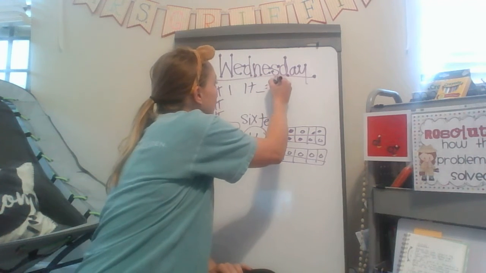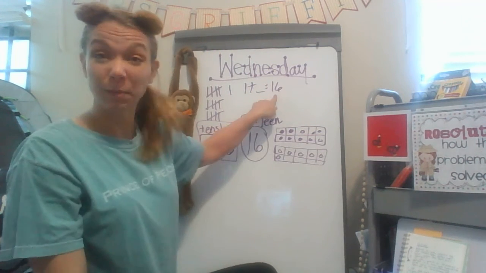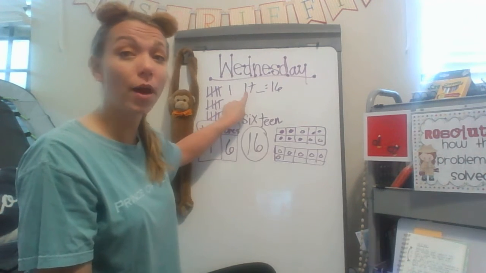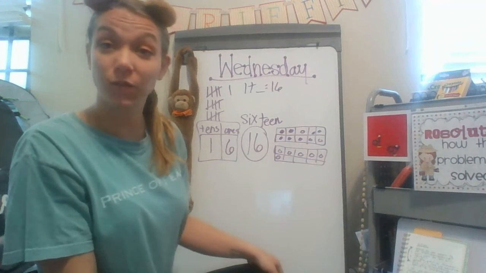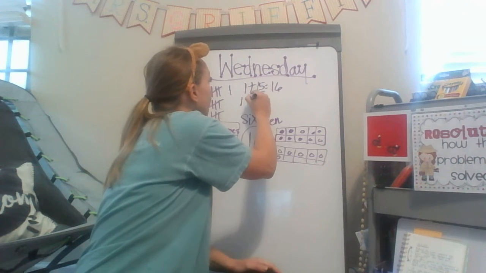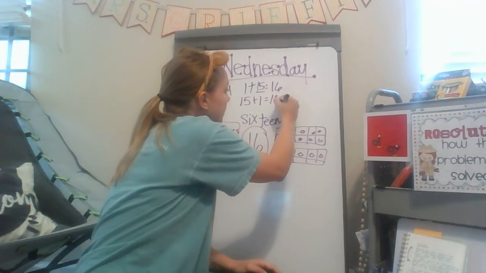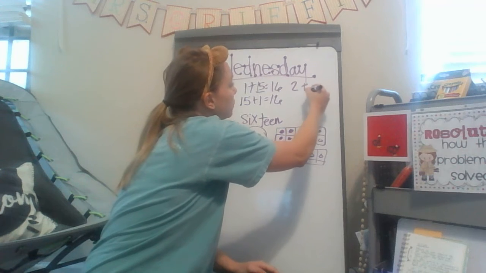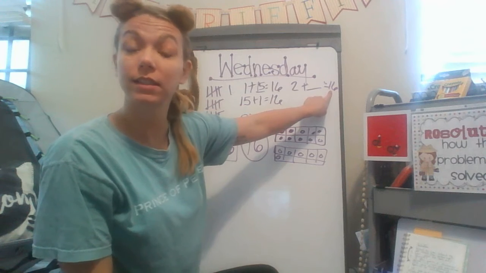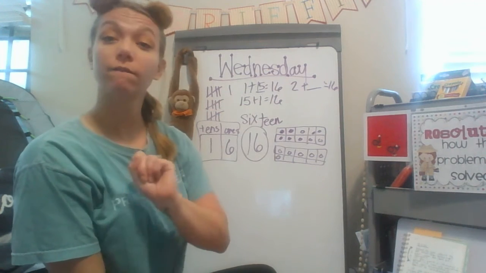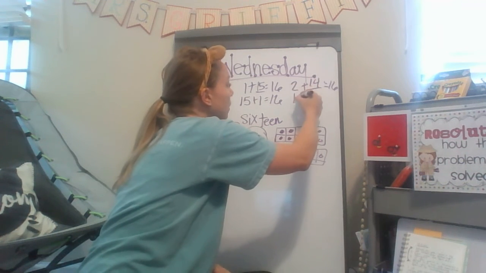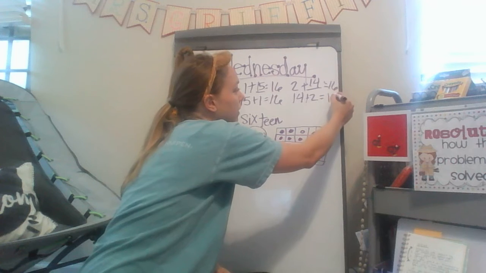1 plus something equals 16. Remember our strategy for the week? Use subtraction. So 16, take away 1 is 15. So 1 plus 15 equals 16. 15 plus 1 equals 16. Then I move on to my 2's. 2 plus what equals 16? Remember, take 16, count back 2. 16, 15, 14. 2 plus 14 equals 16. 14 plus 2 equals 16.